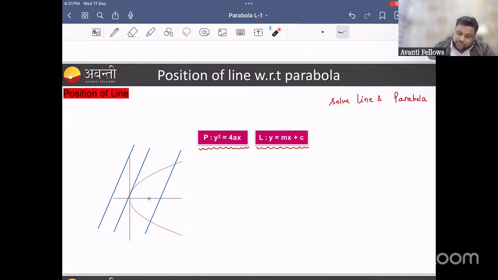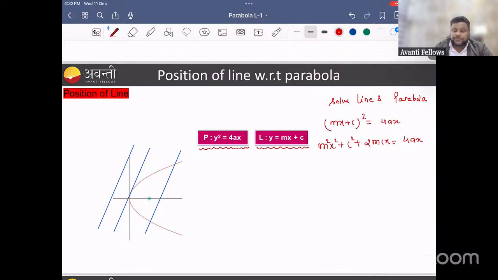So this line has nothing to do with the parabola. It is just passing outside it. So what do we do? We just solve these things. I'm just placing y equal to mx plus c in the parabola. So it will be mx plus c whole square is 4ax. So it is m square x square plus c square plus 2mcx is 4ax. Got it? So it is m square x square plus 2x into mc minus a plus c square equals to 0.